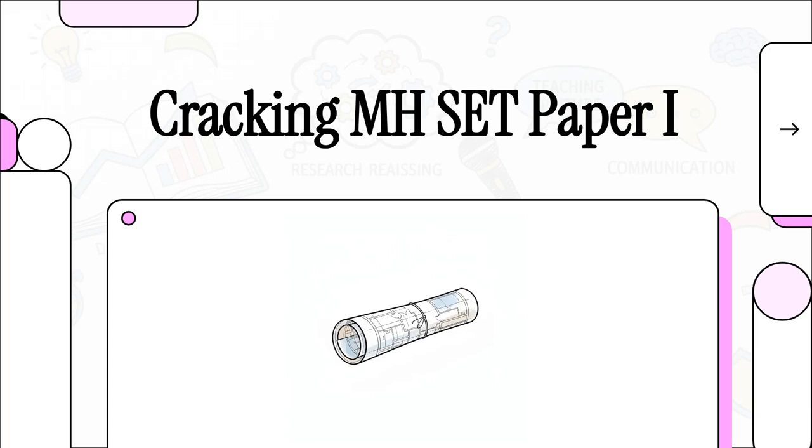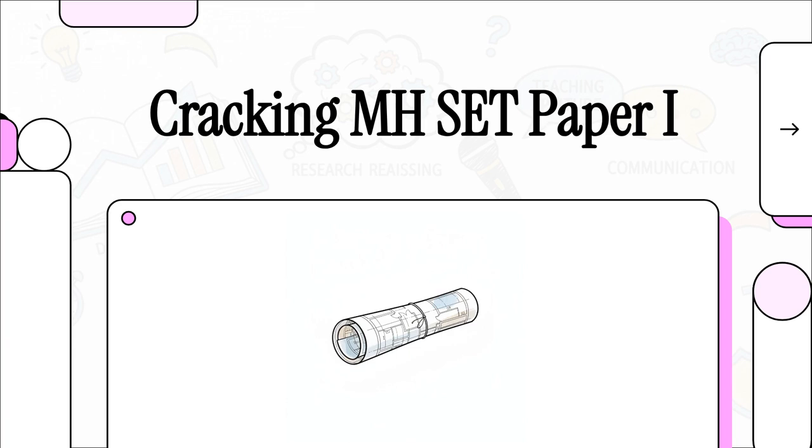All right, let's talk about the MHSET Paper 1. If you've looked at the syllabus, you know it's a beast. 10 massive units covering everything from teaching aptitude to environmental awareness. It can feel, well, totally overwhelming, but welcome to this explainer.